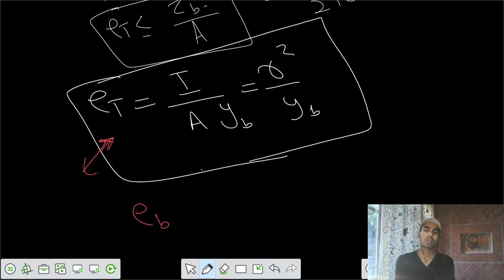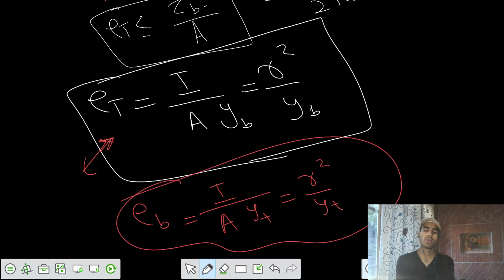Similarly, your e_bottom would be I by A, but y top. So that's also r square by y top. That's one more condition we can have. So let's try to get that second condition.